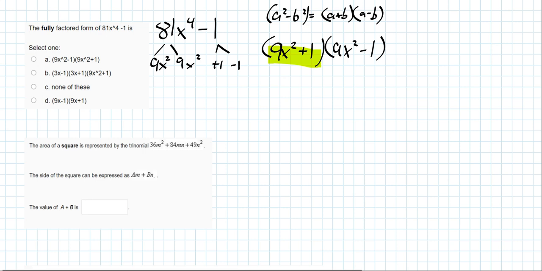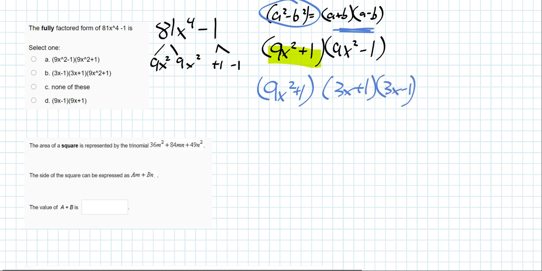But the second one, 9x squared minus 1, is the same as that again. So our first term we leave alone, 9x squared plus 1. And our second term, we can split up like this. We can say that that is 3x plus 1 and 3x minus 1. So out of that, that's this choice right here. And another thing you can do on multiple choice is you can just FOIL these out. You can use the distributive property to figure out which one of them actually comes back to here when you simplify.